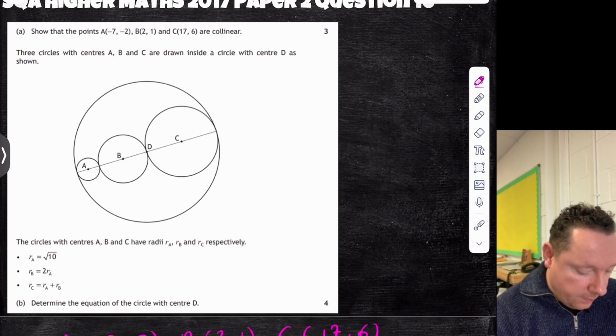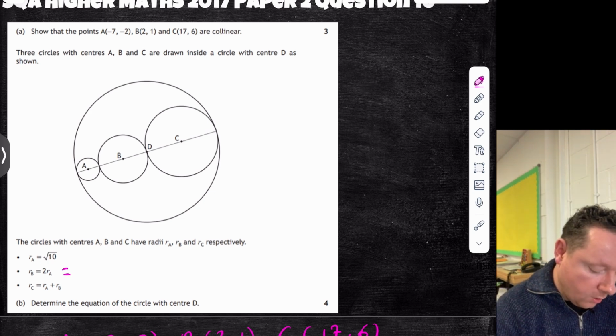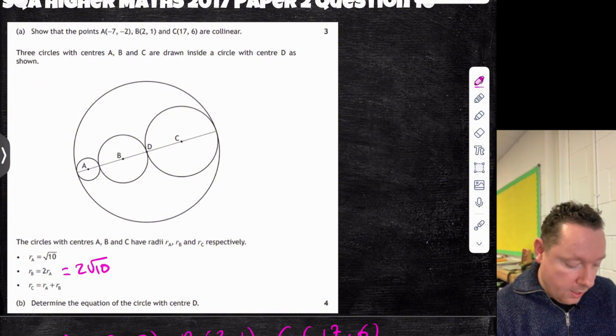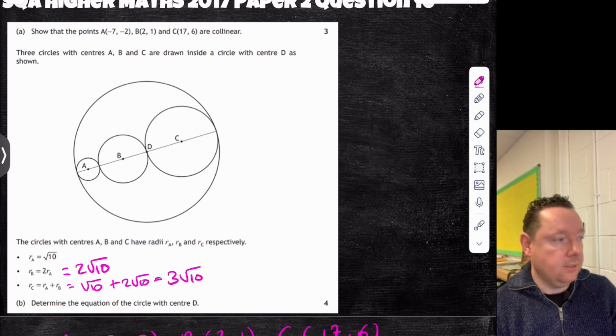Okay, let's tackle part B. It says the circles with centres A, B, and C have the radiuses root 10, 2 root 10, and RC is RA plus RB. Determine the equation of the circle with centre D. So if the first one is root 10, the second one must be 2 root 10 because it's double the first one. And the third one is equal to the first one, which is root 10, plus the second one, which is 2 root 10. So that gives me 3 root 10 for my final radius.